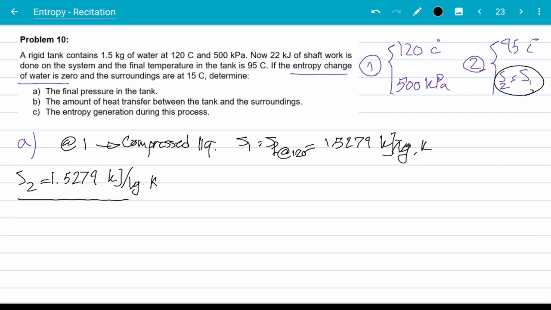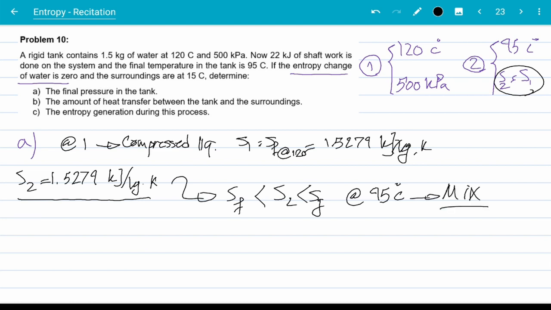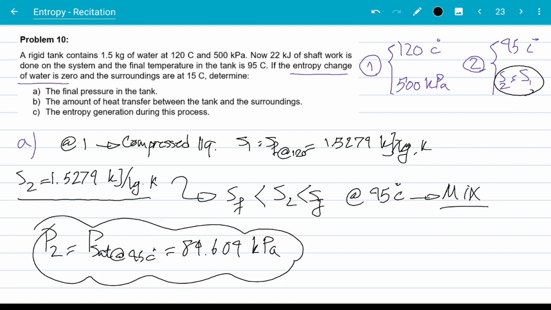I have to check this number against S of F and S of G for water at 95 degrees Celsius. Using the tables, I see that S2 is between S of F and S of G at 95 degrees Celsius, meaning we are dealing with a saturated mixture. In saturated mixture zones, temperature and pressure are functions of each other. So P2 is going to be the saturation pressure at 95 degrees Celsius, which is 84.609 kilopascals. So this is part A. I found the final pressure in the tank.